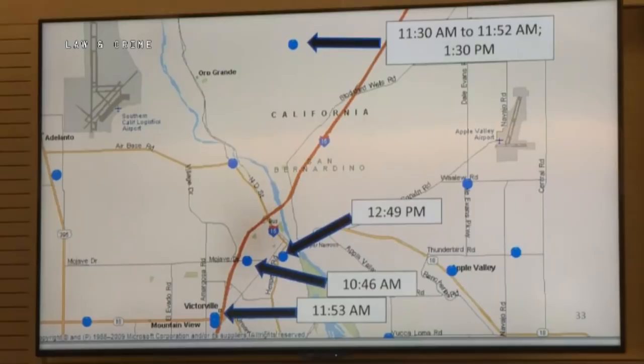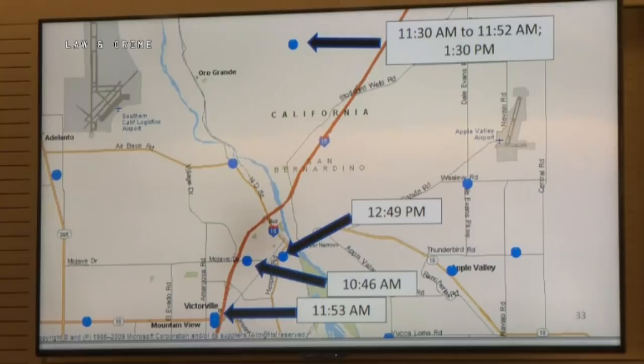And then a call at 11:53 a.m. back down near the Victorville area. Call it 12:49 p.m. in the Hesperia area, and then another call connecting to the cell tower in the Oro Grande area at 1:30 p.m.